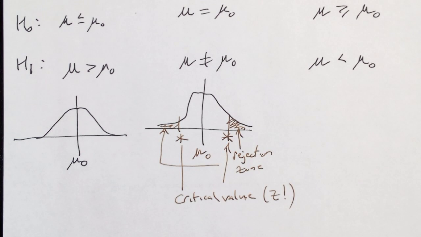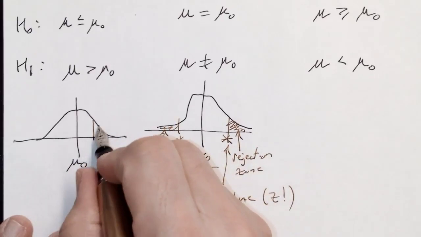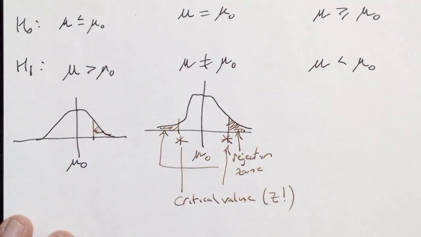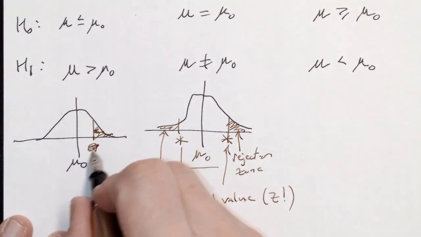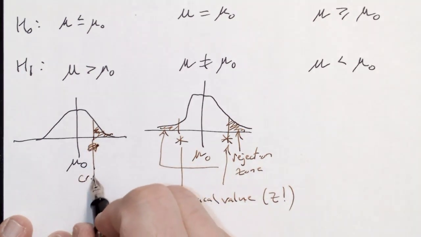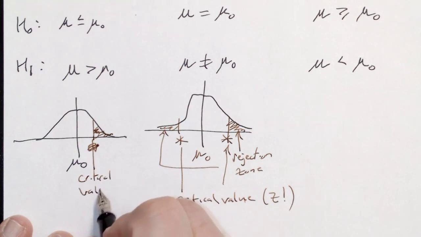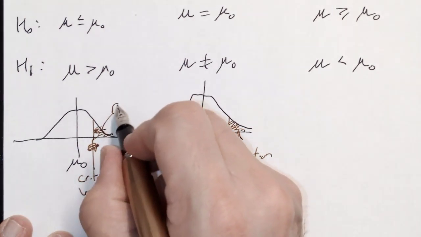Which side? So we'll be over here, greater than. So here's our rejection zone, and here's our critical value. Critical value, rejection.